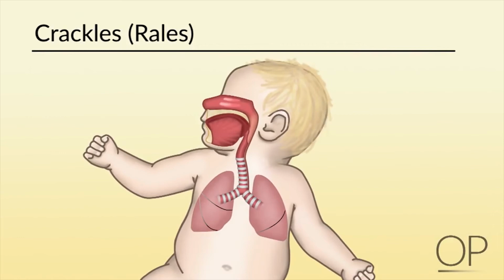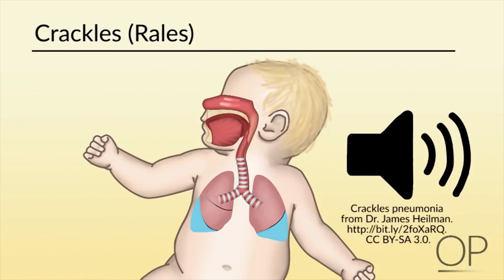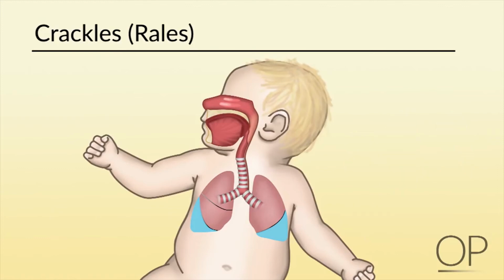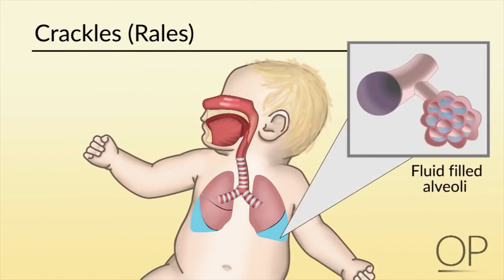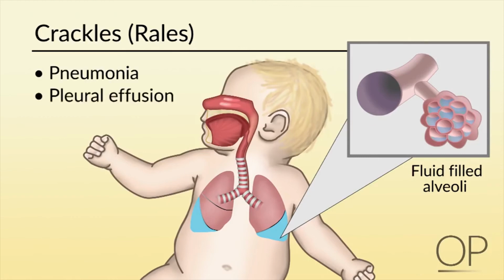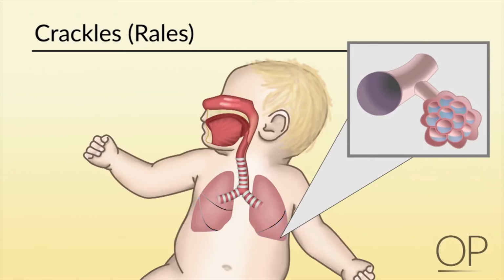Crackles or rales are often heard in the lower portions of the lungs. This typically indicates that there is extra fluid or friction taking place in the lower portions of the lungs and is usually associated with pneumonia or pleural effusion. These sounds can all be heard on both inspiration and expiration, though may be more audible in the expiratory phase.